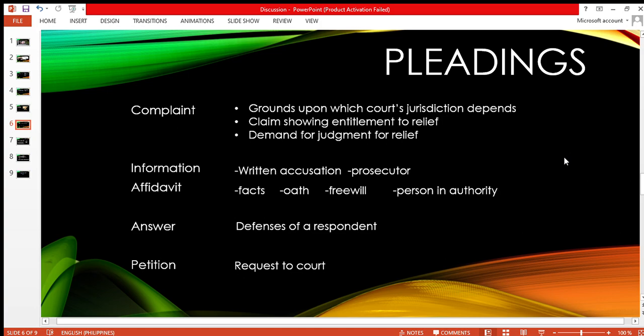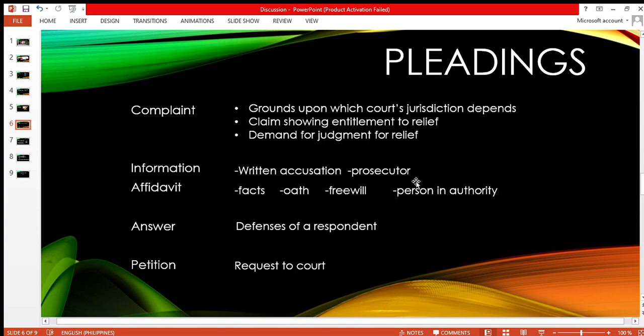Demand for judgment or relief. Ano yung state mo sa complaint mo? Anong kasama doon? Dapat kung ano ang hinihingi mo sa korte na gagawin niya. Sinasabi mo doon, gusto ko sana na maikulong si Pedro at bayaran niya ako. Lalong-lalo na ang ginastos ko sa pagpapagamot sa sinampal ng mukha ko. Okay, that's the demand for judgment or relief.